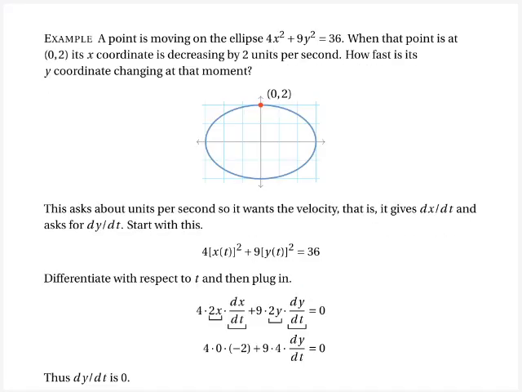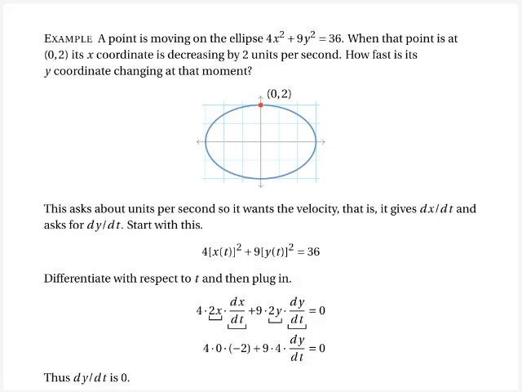Okay, high time to stop talking about the theory and to do some more examples. And we really only have a couple more because there's only so much more to see. So here, instead of a circle, I have an ellipse, and I'm interested in the point 0, 2. I want to read it because there's something about the wording. A point is moving on the ellipse x squared plus 9y squared equals 36. When that point is at 0, 2, its x coordinate is decreasing by 2 units per second. So this is about time.